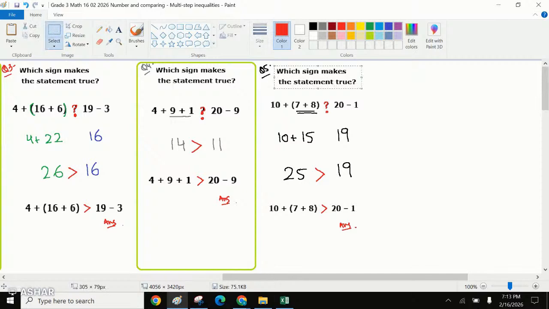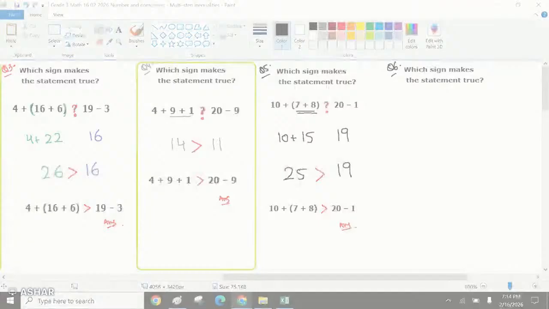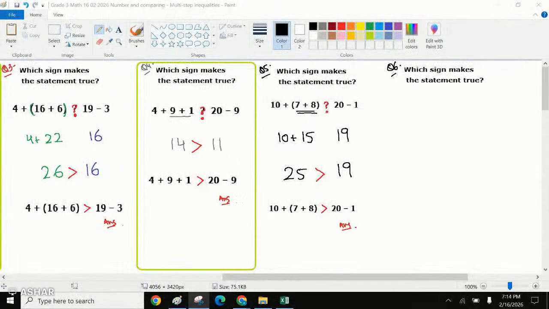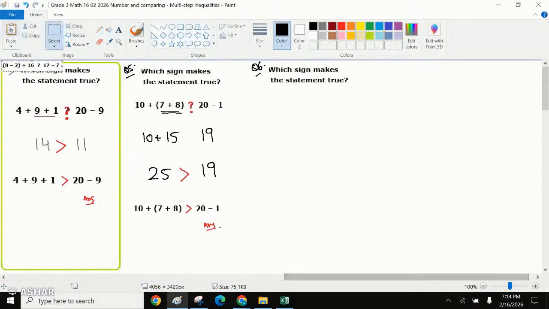The next question says, question number 6, it says, which sign makes the statement true such that the question given to us is 8 minus 2 plus 16. Okay, let's see. If this is the statement given to us and they're asking us to find the missing sign.